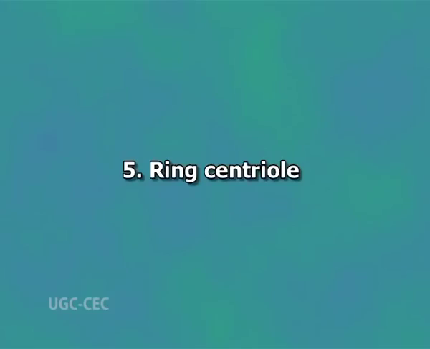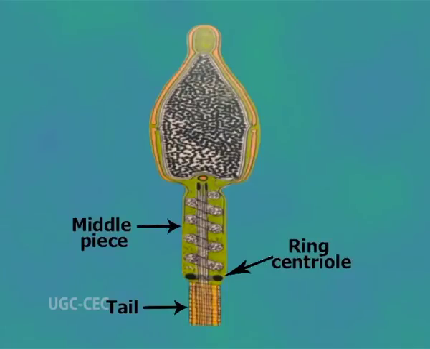Ring centriole. The posterior end of the middle piece is marked by a dark ring known as ring centriole. This ring centriole forms the boundary between the middle piece and the tail.